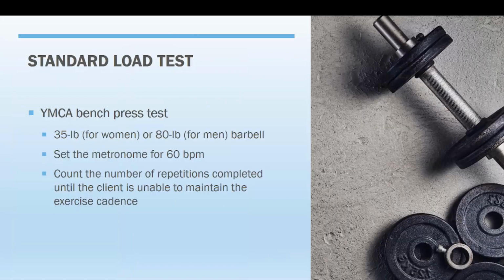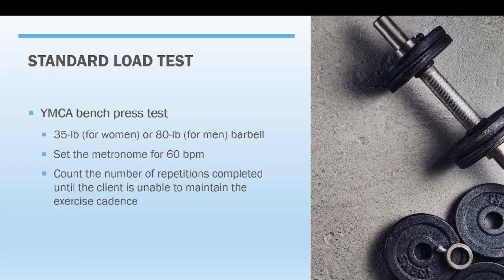The second test conducted in this lab is a standard load test. This is a test of muscle endurance since the weight assigned is standard for all subjects and the total number of repetitions possible is determined. Since such absolute endurance tests are highly related to strength, they can be used as an indirect measure of strength without requiring the subject to lift a maximal weight.